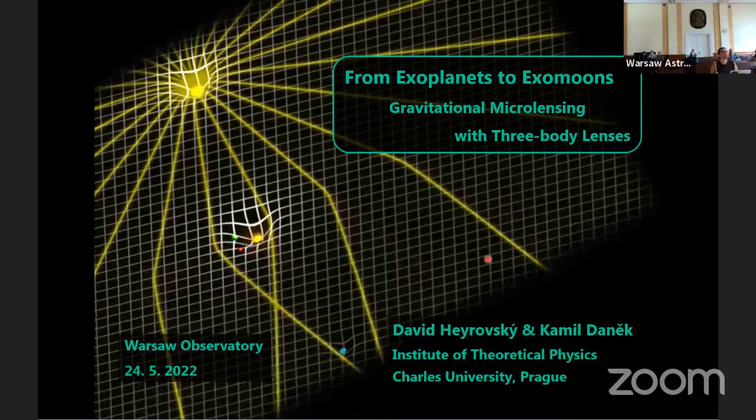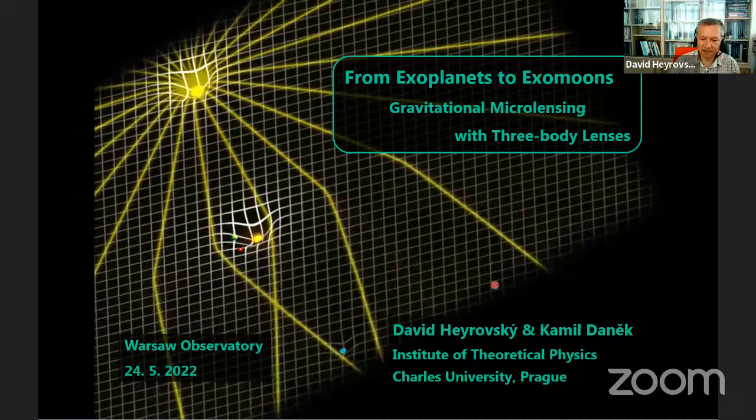I would like to tell you something about our research, which we did mainly with Kamil Daněk, my former PhD student, on three-body lensing. As this image in the background suggests, it has something to do with what happens if the light from a background source, like a distant star, en route to the observer passes through the gravitational field of a three-body system. And obviously, one of the implications is that you could, in this way, detect possibly even exomoons, but that's only one of the possible regimes of the three-body lens.